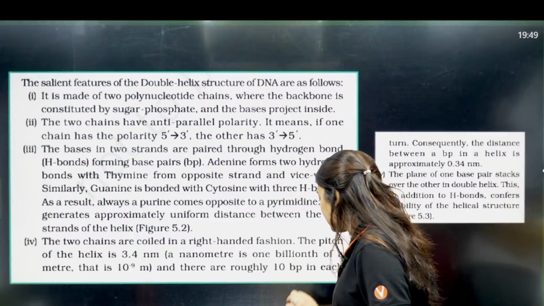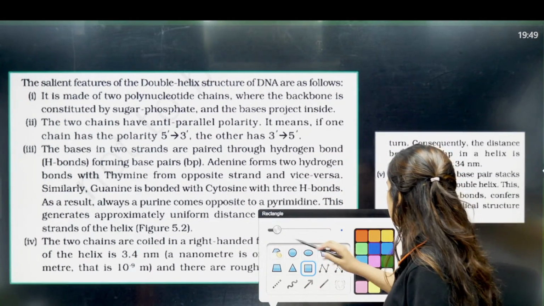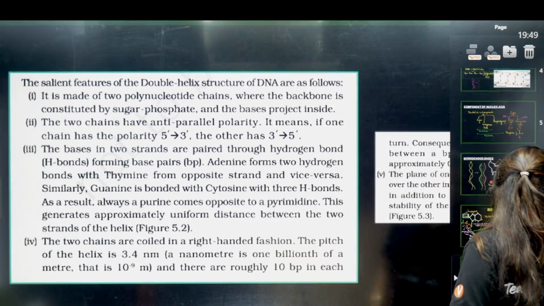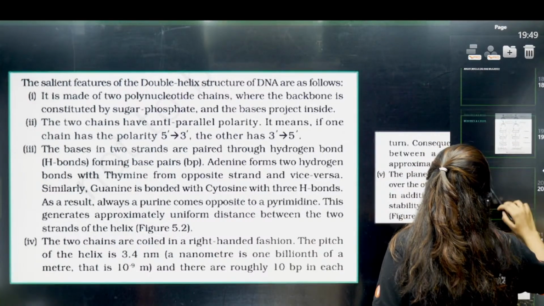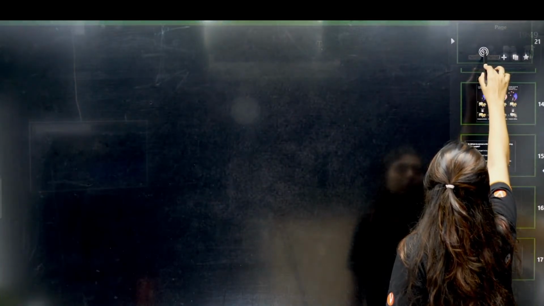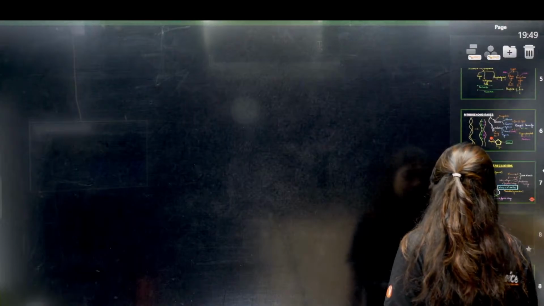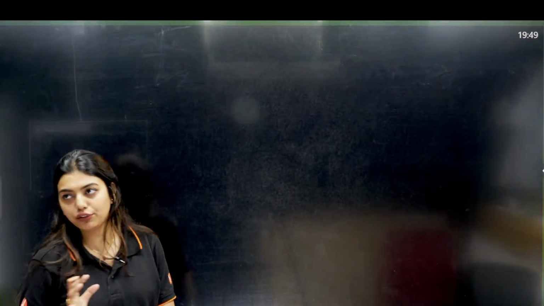So, here you can see I have put the salient features of DNA. Now, let's do the salient features. I hope the bonding is very clear. Now, let me tell you one additional piece of information. One second. Yes, I am taking this slide. Okay, see, students, now some important information.